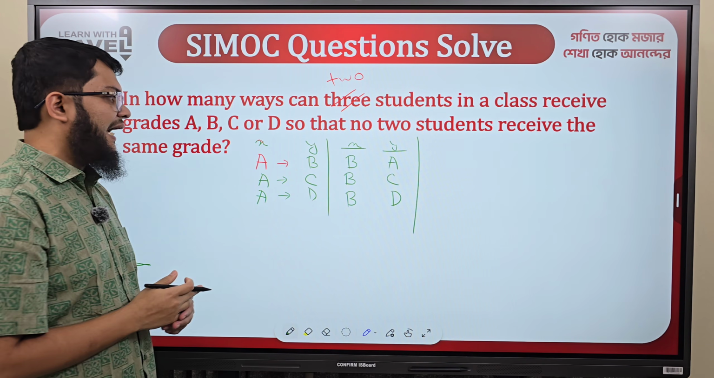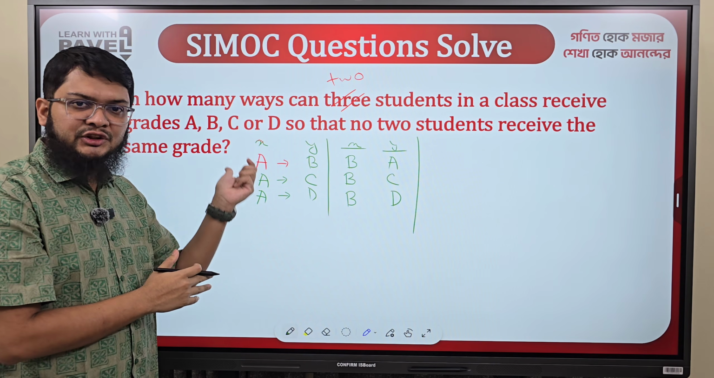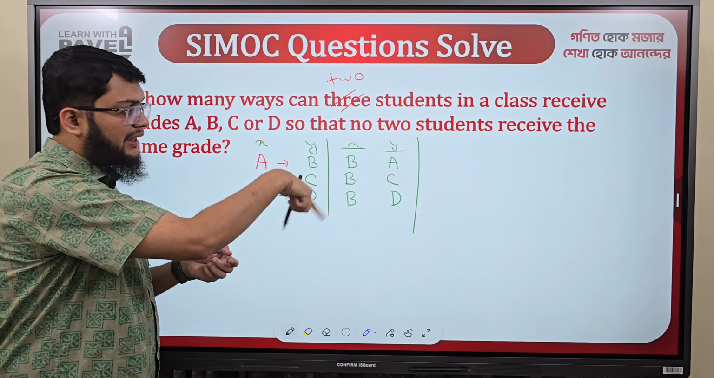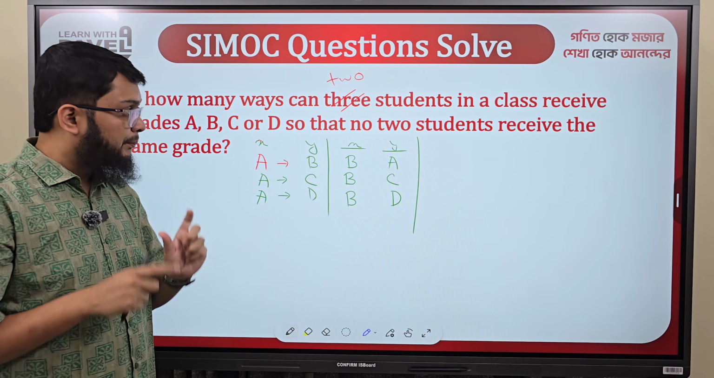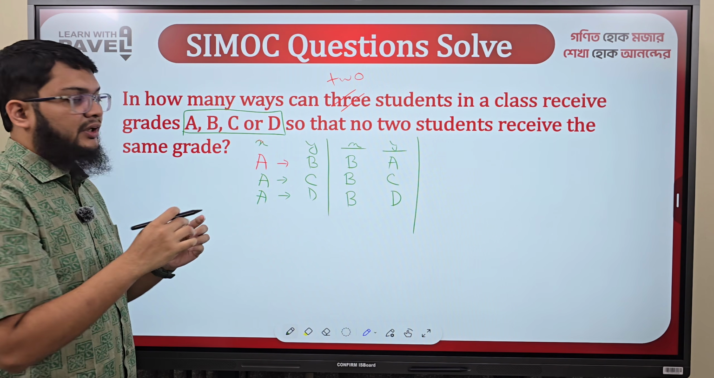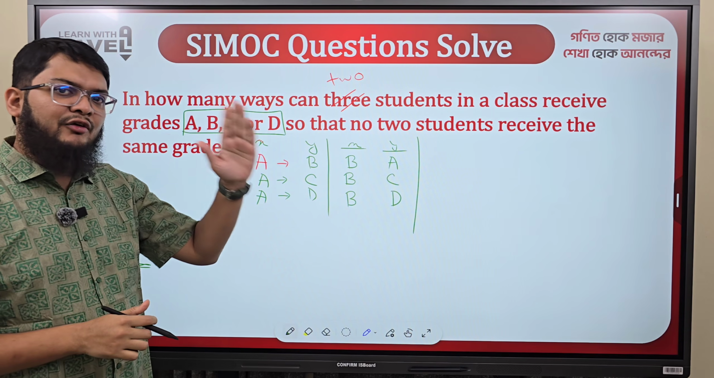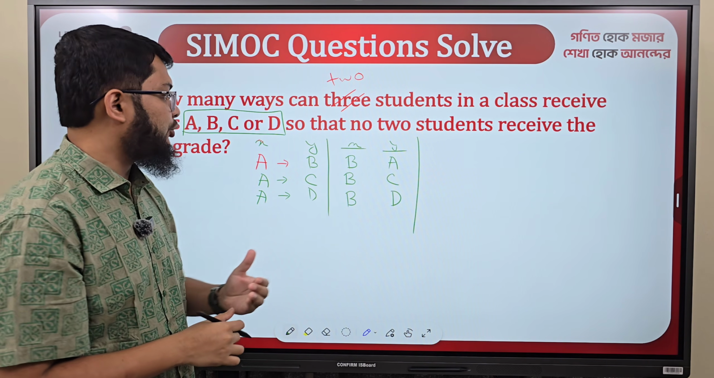Okay, so you can see that even if we change the grade of the first student, the number of possibilities for the second student doesn't change. It's always 3. Why is that? Because there are 4 grades possible. So if the first student gets one of these grades, one of the possibilities decreases for the second student, right?